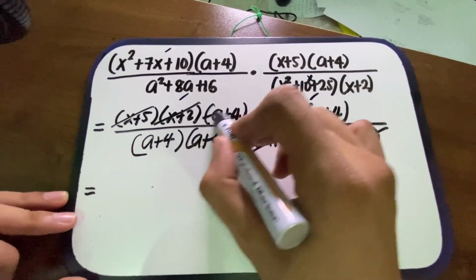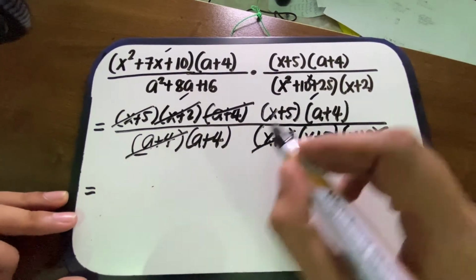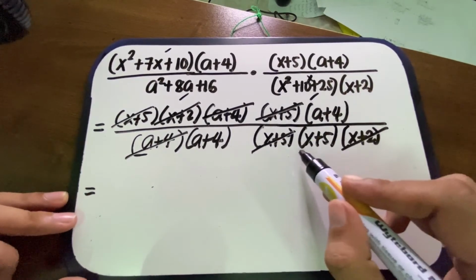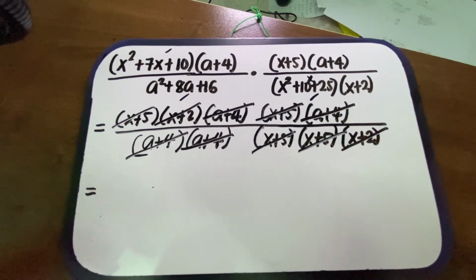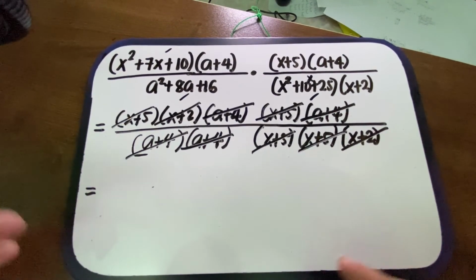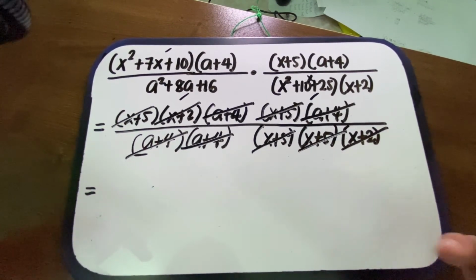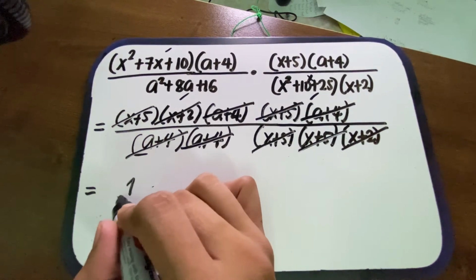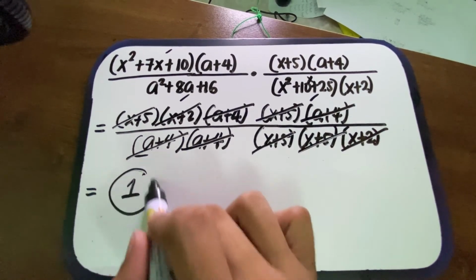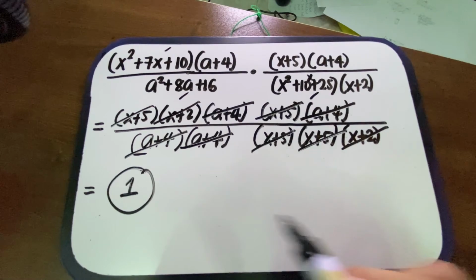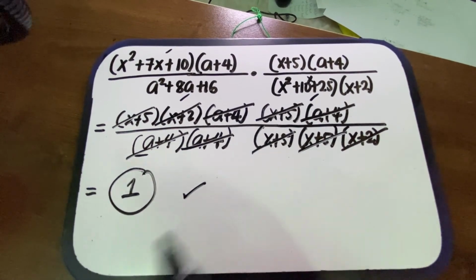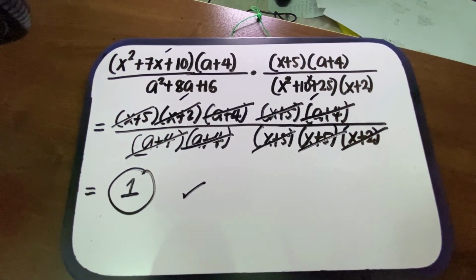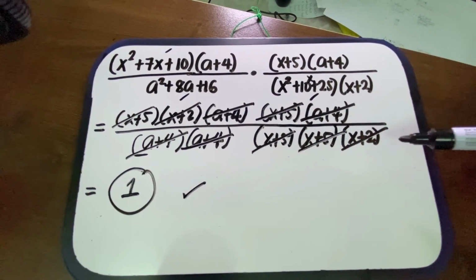Then we have a plus 4. We have another x plus 5. And we have this one. And we have a plus 4 and a plus 4. So all the factors are cancelled from the numerator and denominator. So therefore, we can write directly the answer 1. So our simplified product. So don't write 0, okay? That is 1 if all the factors from numerator and denominator are cancelled out.